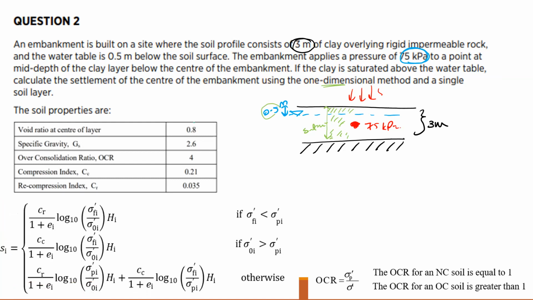They have given us the initial void ratio. So that's good. This one, the initial e0, is given to you. Specific gravity, Gs, is given to you. Overconsolidation ratio, so if you remember from the theory, that is this one, is given to you. Cc is given to you, Cr is given to you. So these are given to you. So the first thing is for us to find the right equation. To find the correct equation, we need to find the initial value and the final values.